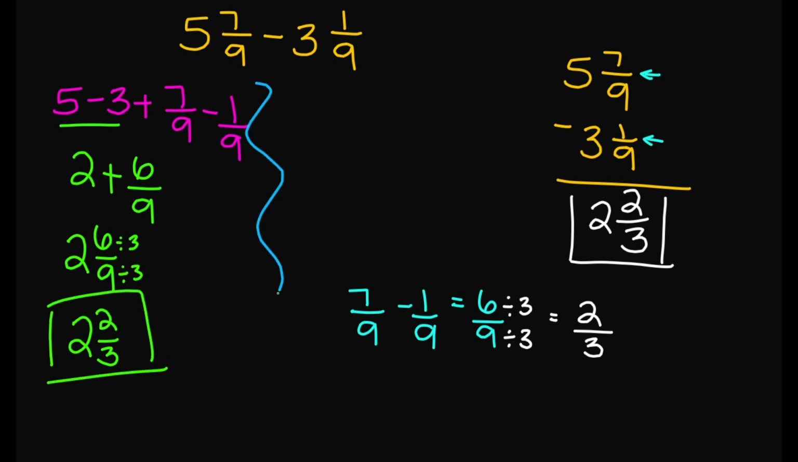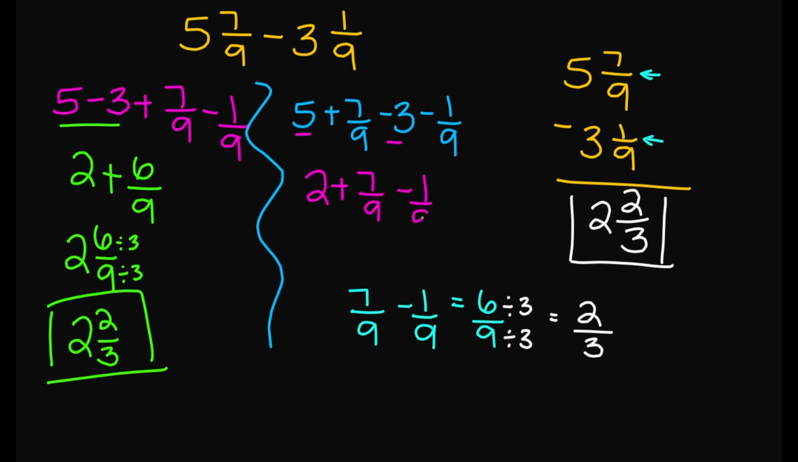All right, and let's say you don't like that way. Let's say you want to do 5 plus 7 over 9 minus 3 minus 1 over 9. So we'll do the same thing. 5 minus 3, this is 2. And then you have plus 7 over 9 minus 1 over 9. And when you add this, you're going to get 2 plus 6 over 9. And it takes you back to what we have here. When you combine that, you're going to get 2 and 6 ninths. And then when you simplify, you're going to get 2 and 2/3 as well.